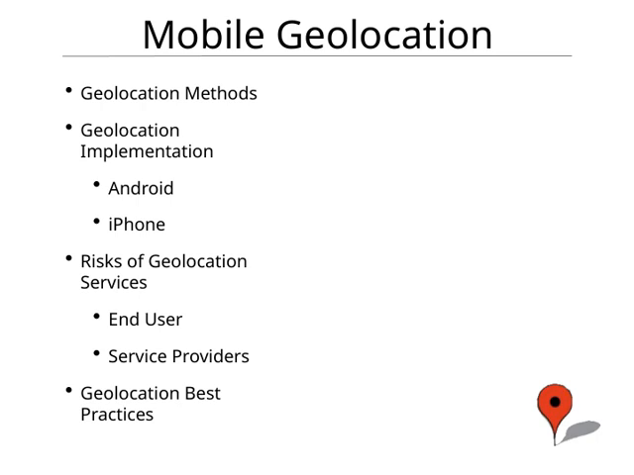Next, we consider how to implement geolocation in practice. For Android devices, we typically use the Location Services API, while on iPhones, we rely on Core Location. Both platforms offer robust tools, but they also come with their own permissions and privacy considerations we need to manage carefully. Now, moving on to the risks associated with geolocation services.